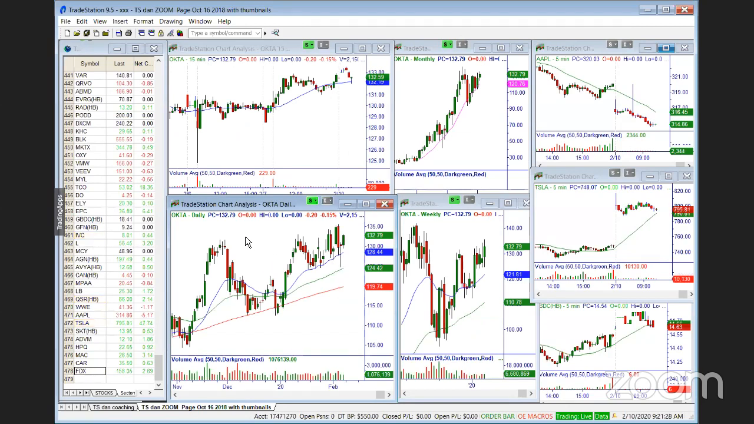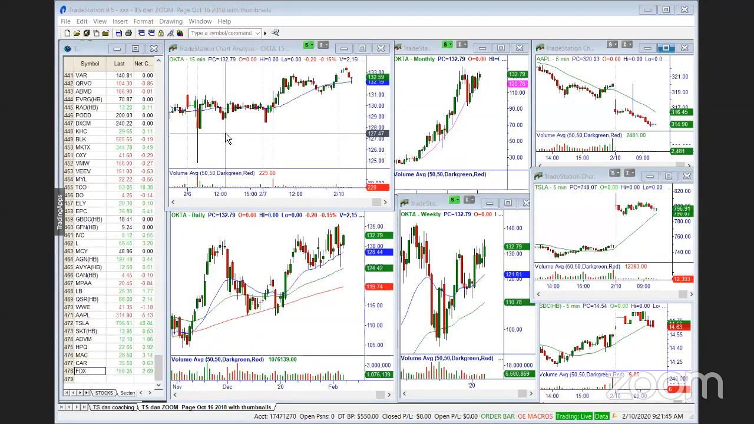Okta, it's a put spread idea. It's not a directional because it's just a sideways mess. But I like that it gapped up, pulled in, bottoming tail pre-market. If it holds, just eyeballing, this tail over here, maybe 127.50 would be a put spread idea for Friday.